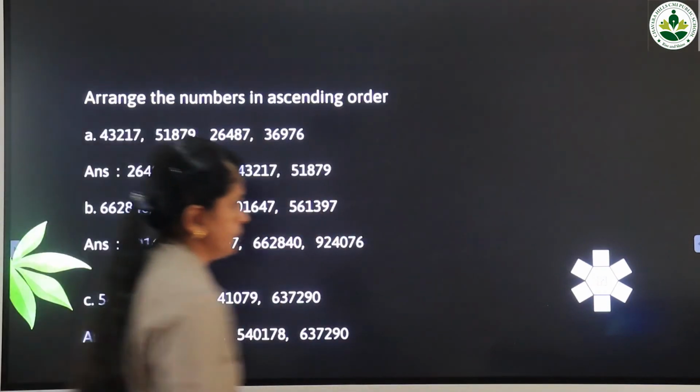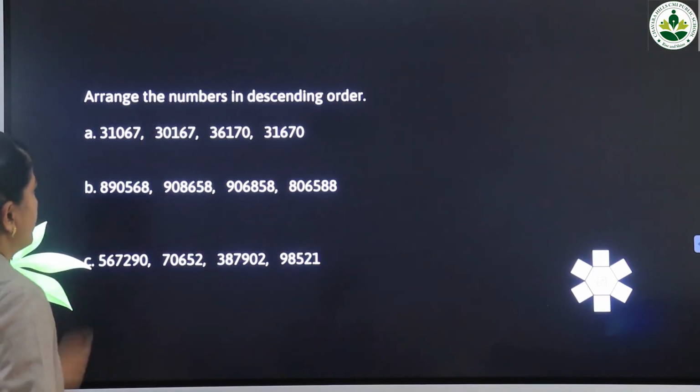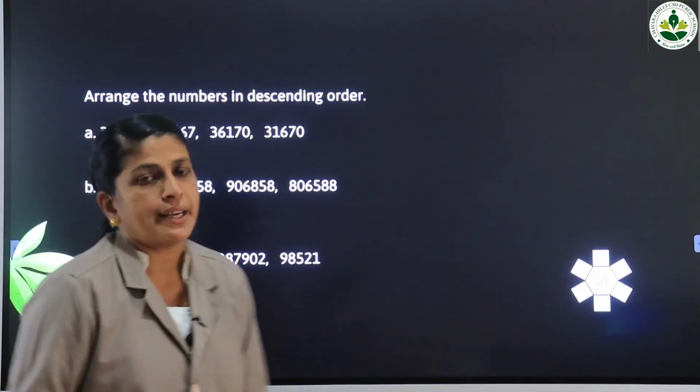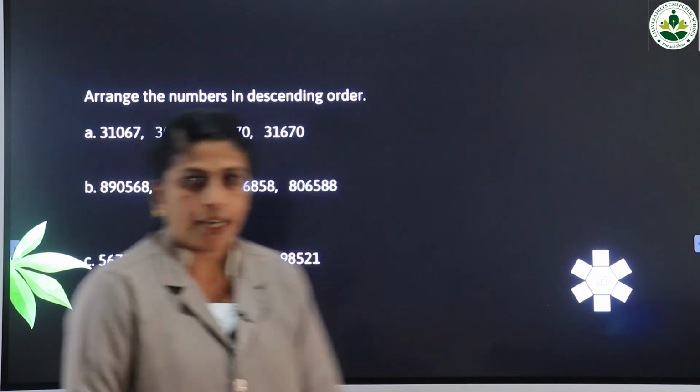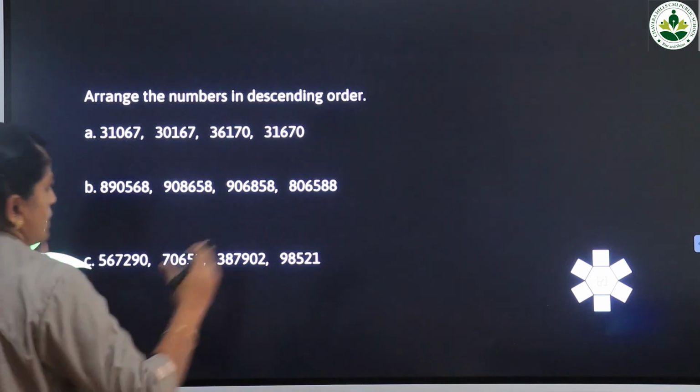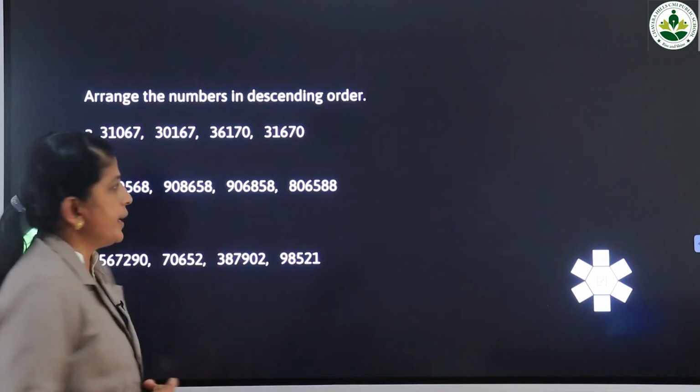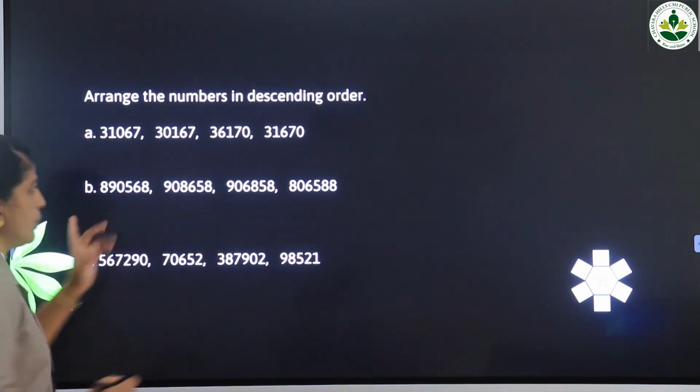Okay. Next we are going to arrange the numbers in descending order. Descending order means first we should write the bigger number first. Therefore, first count the number of digits in the numbers, in the given set of numbers.